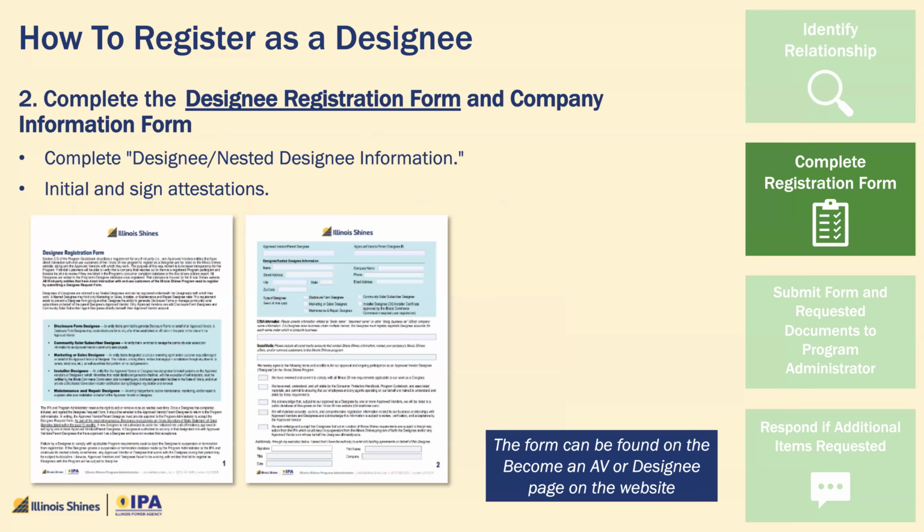The next step is to complete the linked designee registration form and a company information form and submit this to the program administrator. So the form below here is the designee registration form. The first 2 fields on the top, the approved vendor, parent designee, name and ID fields should be filled out by the company that the designee is registering under. And then under the designee and nested designee information, this should be filled out by the company registering as a designee in the program. And they will need to initial and sign the attestations on the bottom of this form.